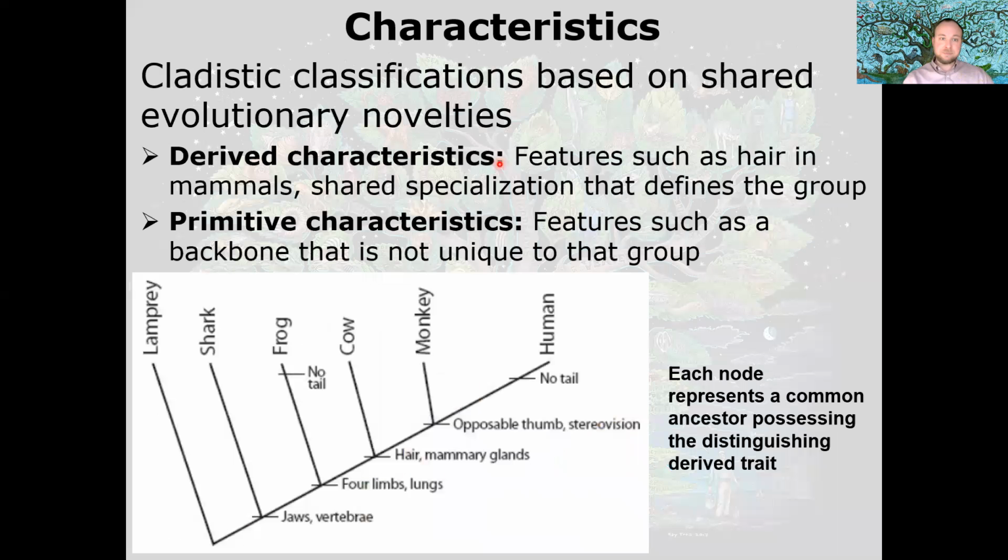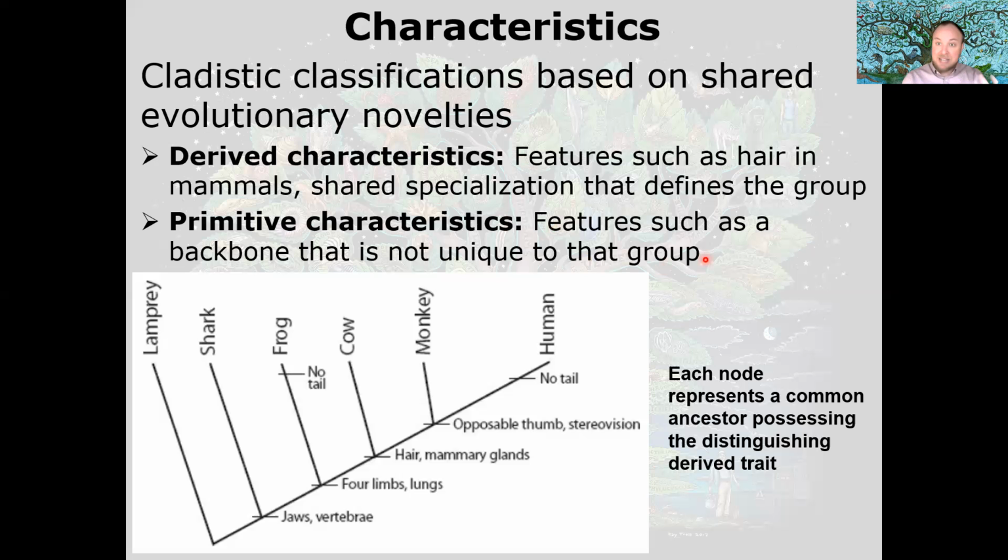So again, what characteristics do we use? We use characteristics that have evolutionary significance. So there's this concept of derived characteristics. For example, in mammals, mammals having hair, mammals having mammary glands, mammals being warm-blooded, those are specializations that define that group. Those are derived characteristics, characteristics that were formed in the mammals and don't exist in the previous groups. Primitive characteristics are characteristics that are present in the previous groups.